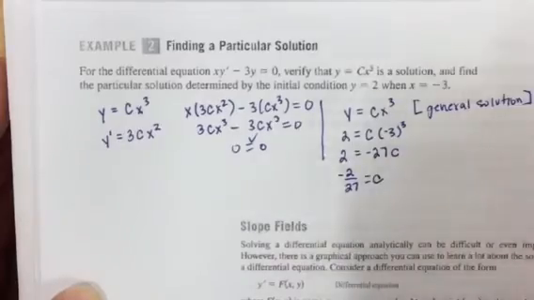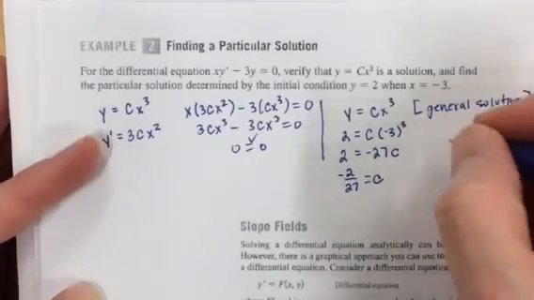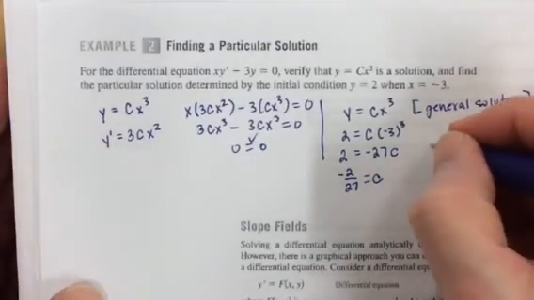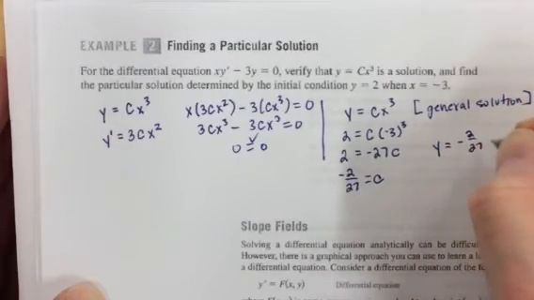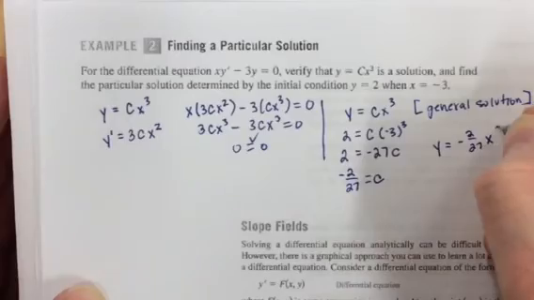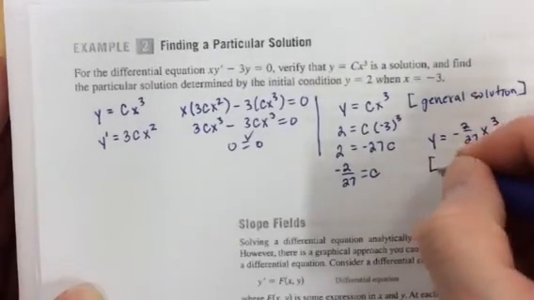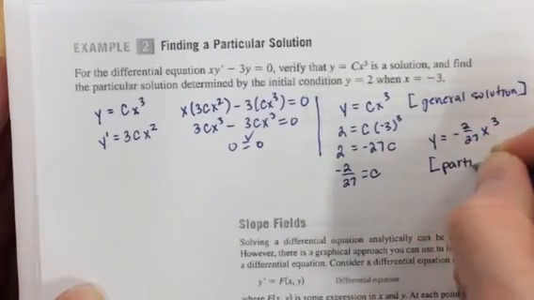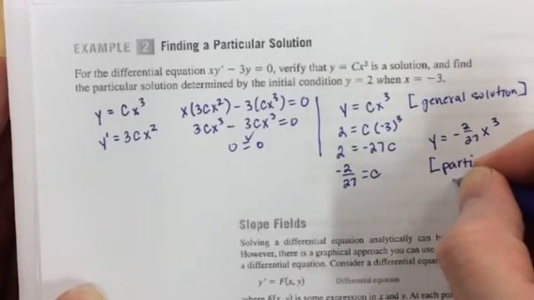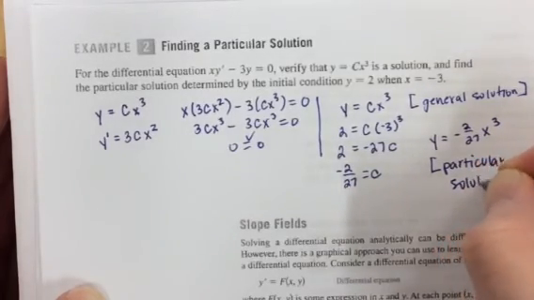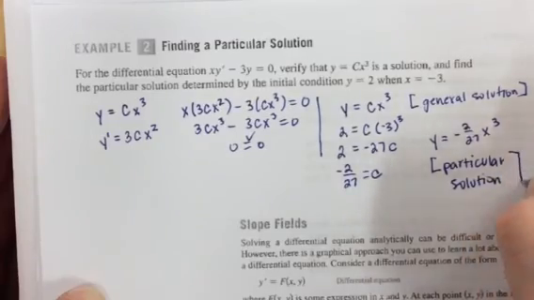Now that we know what c is, we can find the particular solution, which would be y is equal to negative 2/27 x cubed. And we call that the particular solution. In the essence of saving time, I'm going to stop this one here and continue in a second video.